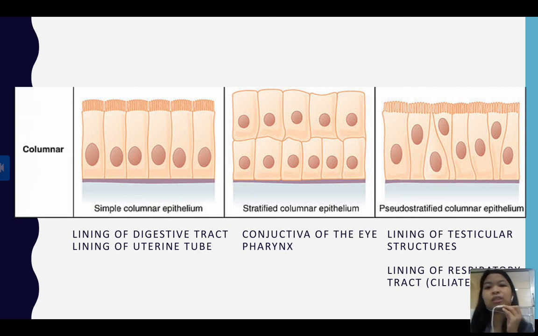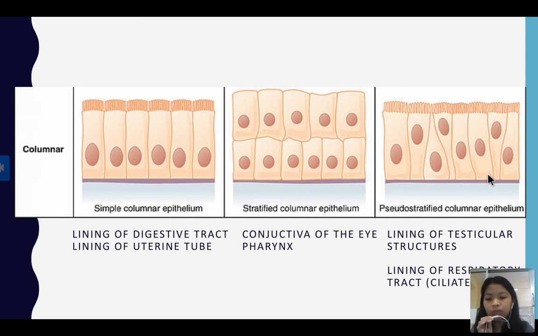Next, we have pseudostratified columnar epithelium. So in pseudostratified columnar epithelium, pseudo means false. So these are single layer of columnar cells. So the tissue appears stratified or layered because the cells or nuclei don't line in a row. Ayan, so makikita nyo, hindi siya kagaya nitong simple columnar, hindi rin siya kagaya ng stratified na pantay-pantay yung nucleus ng cell. Dito kasi, very irregular ng posisyon ng nucleus. So, kaya siya tinawag na pseudo-stratified.